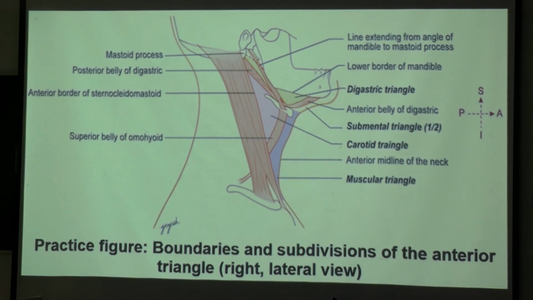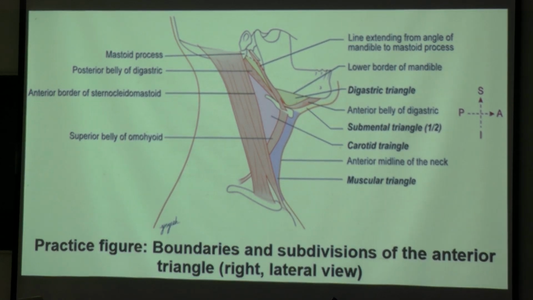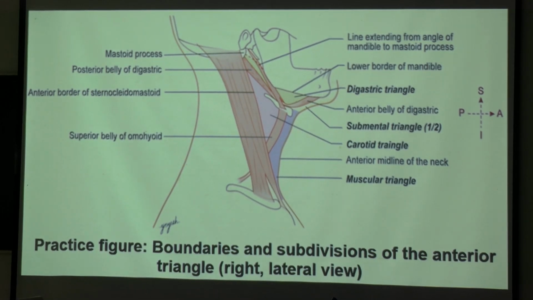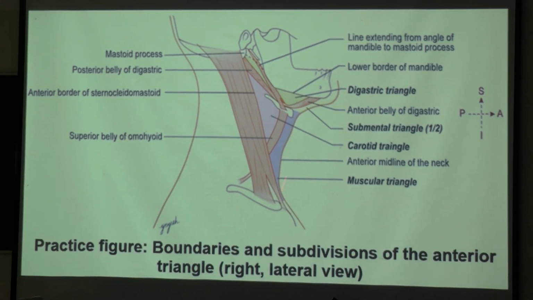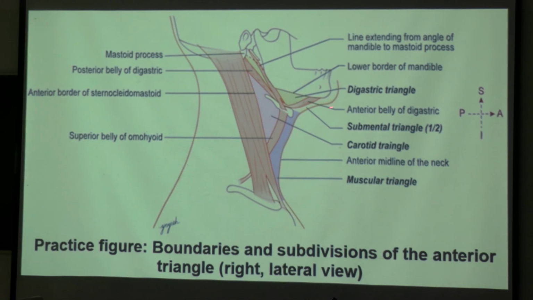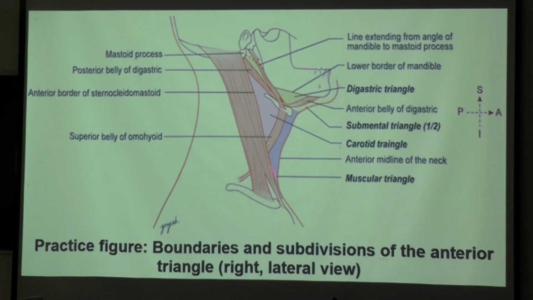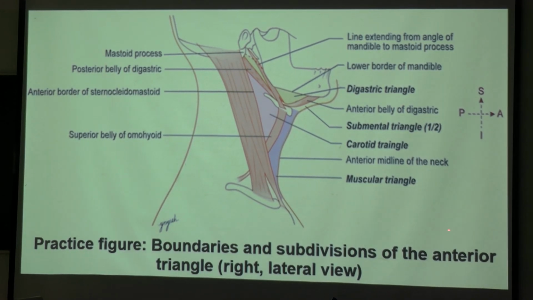Here is the muscular triangle. Its boundaries: the anterior boundary is the anterior midline of the neck, posterosuperiorly the superior belly of omohyoid, and posteroinferiorly the anterior border of the sternocleidomastoid.